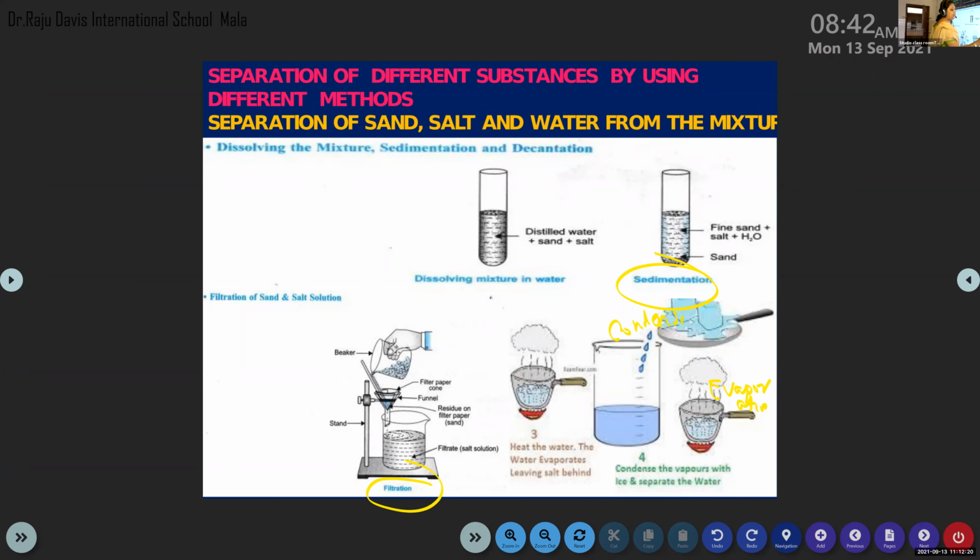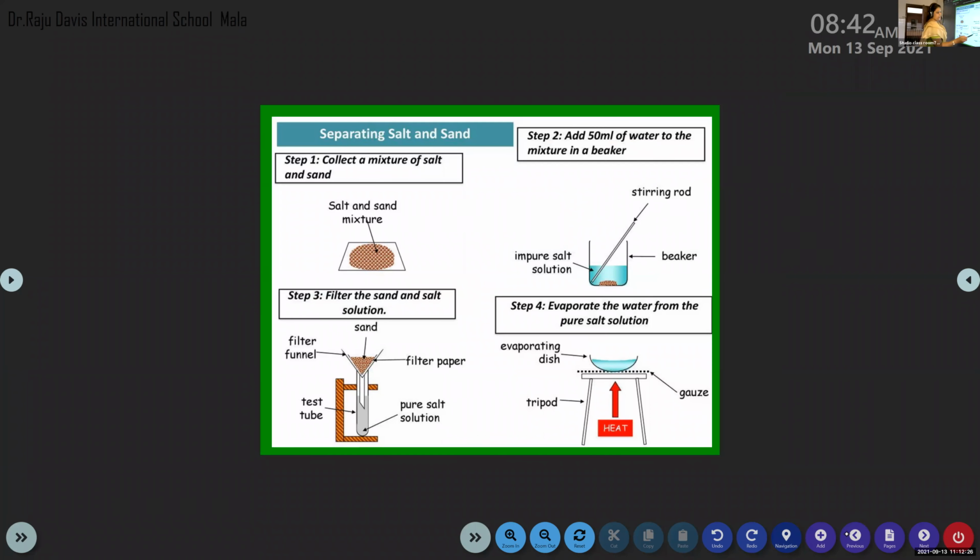So in this we have got 3 methods. And in the previous one we got 2 methods. Here also sedimentation is there. After that only, we are separating the sand. Sedimentation is there in this. Filtration is there, but it only has evaporation.